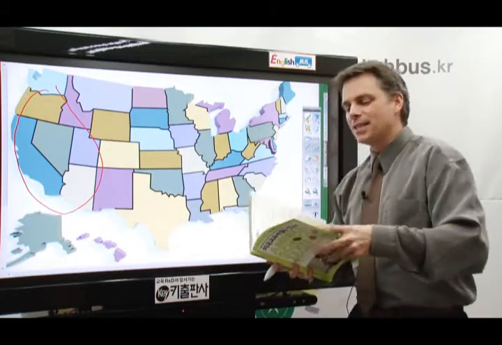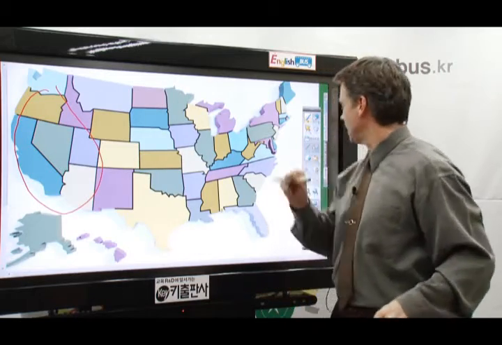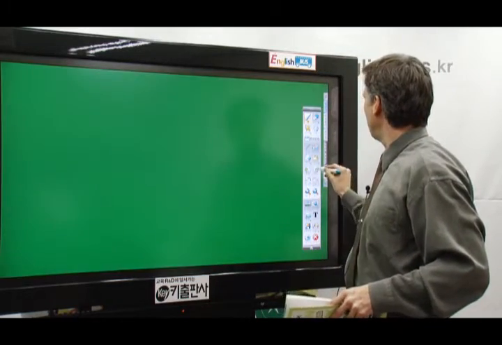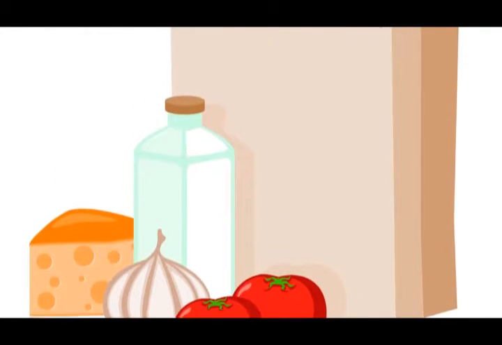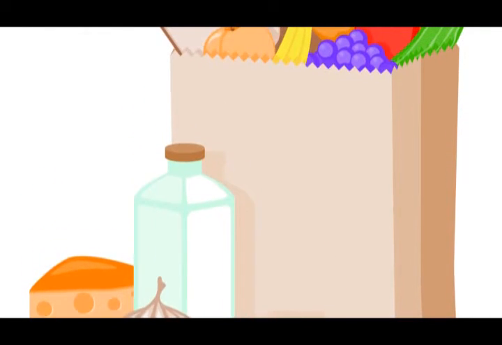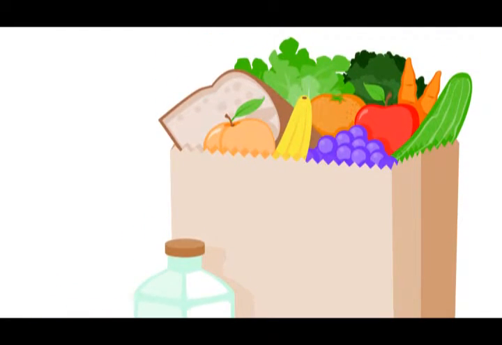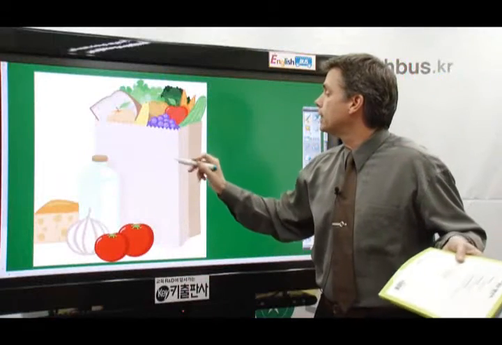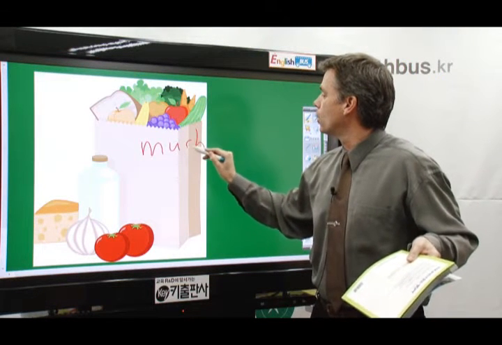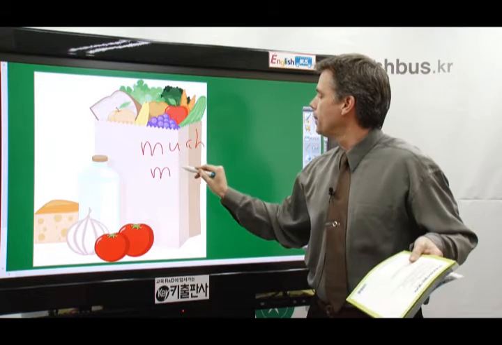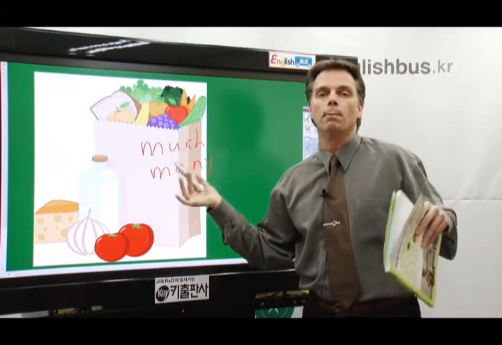So now, keyword number 1 is bountiful. Bountiful. Now let me show you what bountiful is. Look at this bag. Lots of food. Down here there's food, cheese, onions, tomatoes, milk, bread. Bountiful really just means much or many. Really, bountiful is much or many.